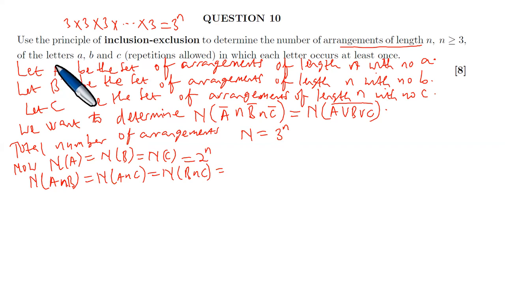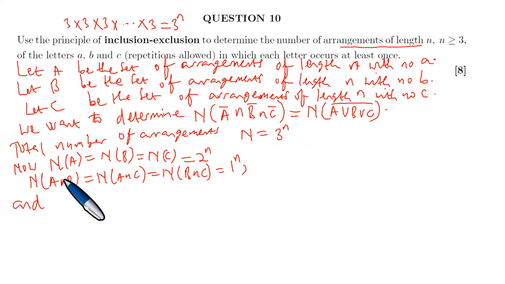For A means there's no A. In B, there is no B. Then I'm left with C. In A and C, in A, there's no A. In C, there's no C. You're left with B. So it's 1 to the power n, just 1. By 1, by 1, by 1, etc. So it's 1 to the power n of those intersections of those sets. Goodness me, we continue.